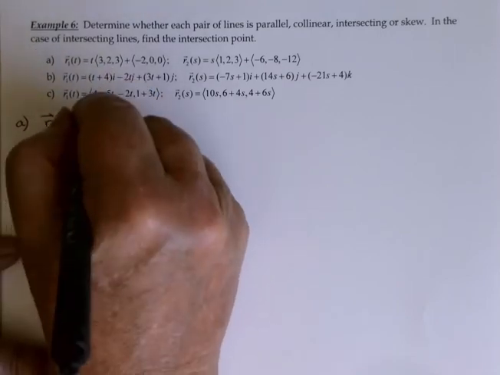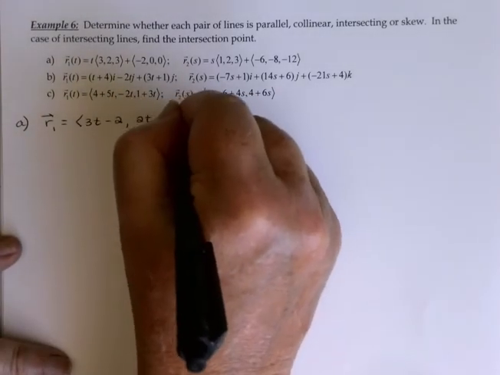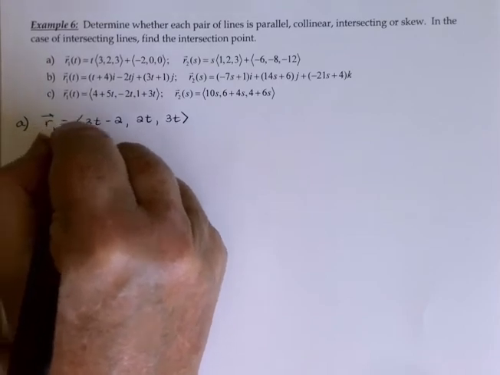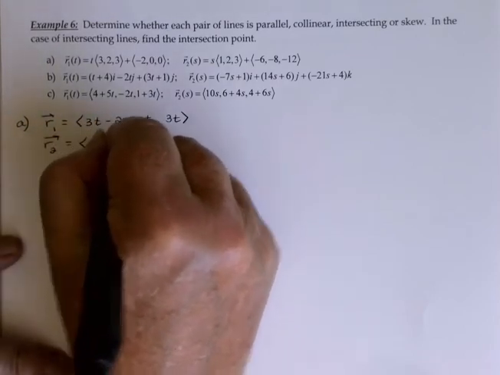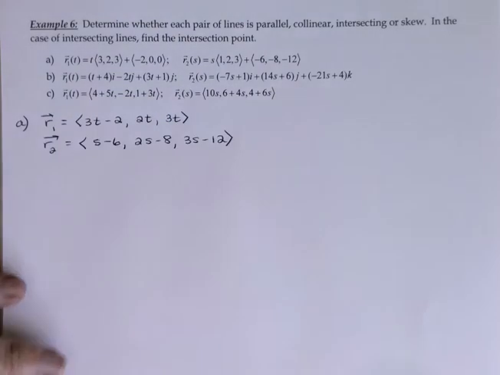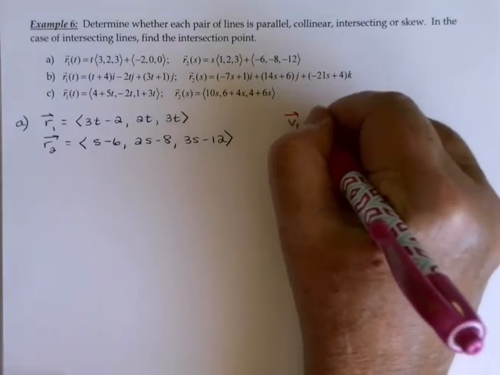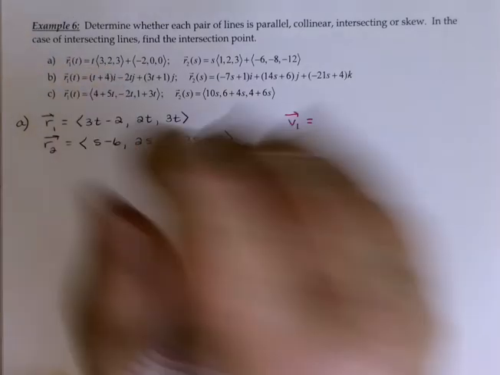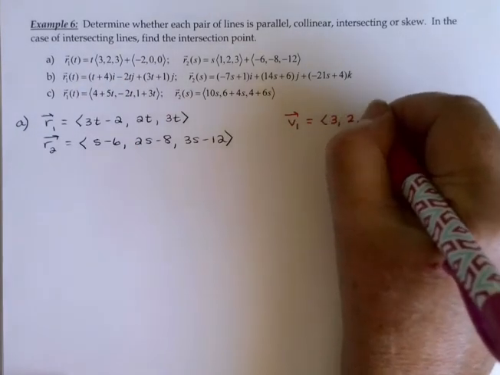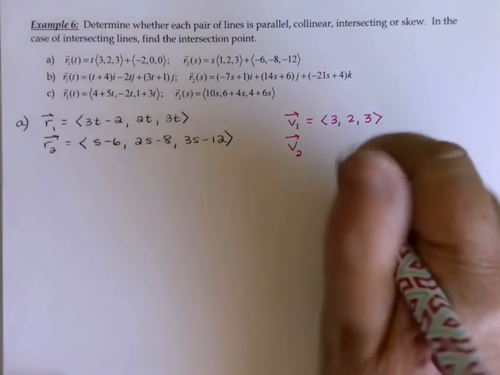R1 is 3t minus 2, 2t plus 0, and 3t plus 0. And R2 is s minus 6, 2s minus 8, and 3s minus 12. All right. For starters, let's think about the direction vectors. The direction vector for the first line was 3, 2, 3. And the direction vector for the second line was 1, 2, 3.